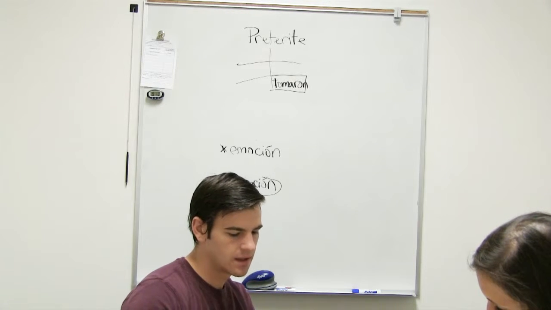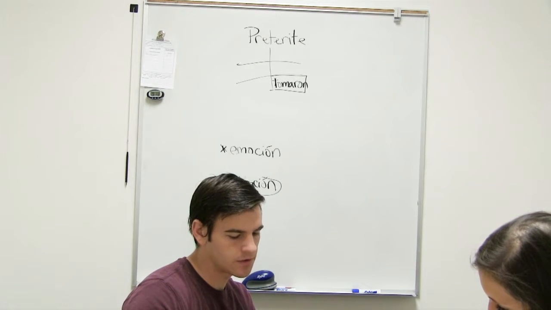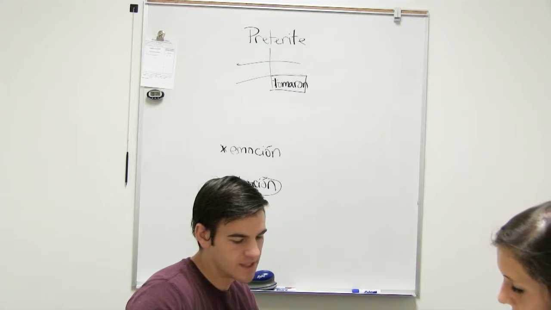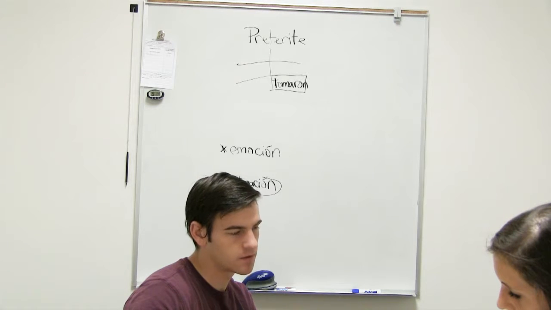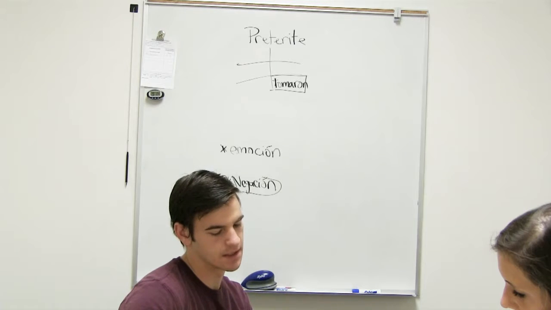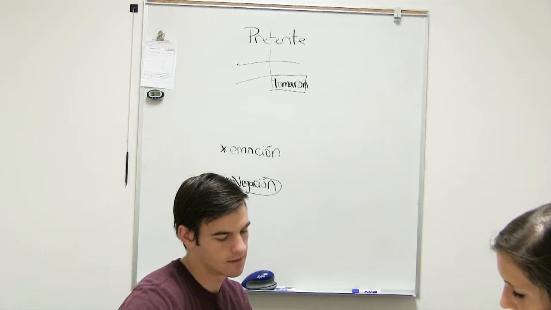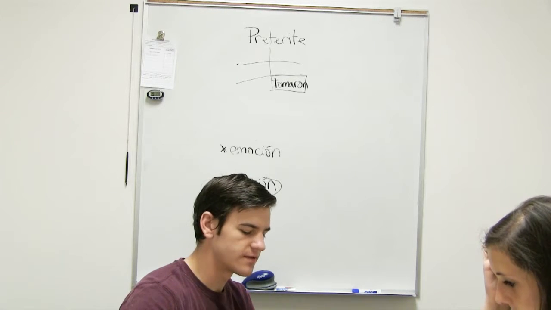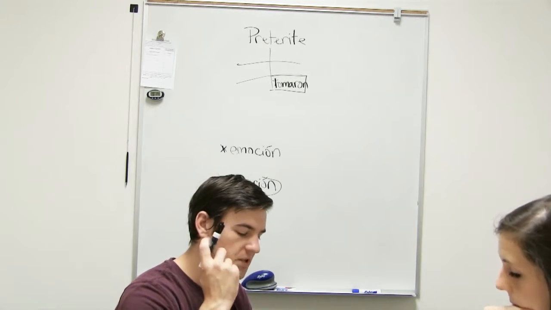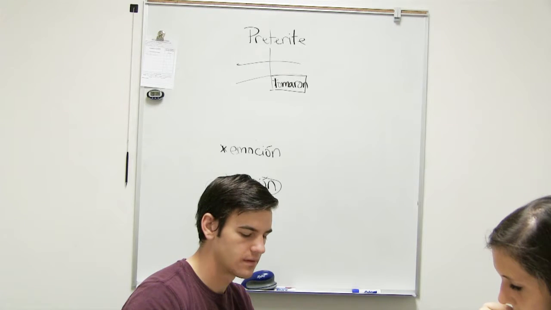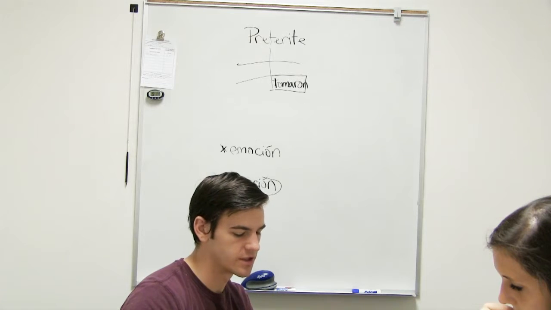So, dicen que cante Carlota versus dicen que Julio canta muy bien, or muy mal. Dicen que cante Carlota, they're telling her to sing, versus they're saying that he does sing. Do you see the difference? This one is just a statement, whereas the other one is more like they are telling her that she should sing.